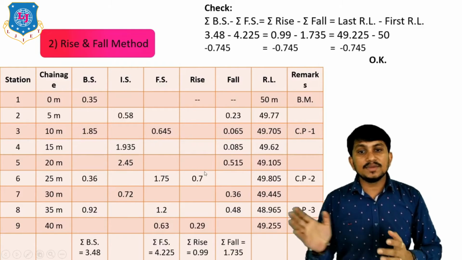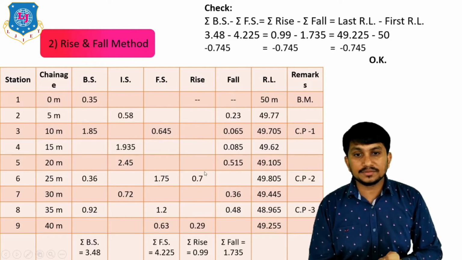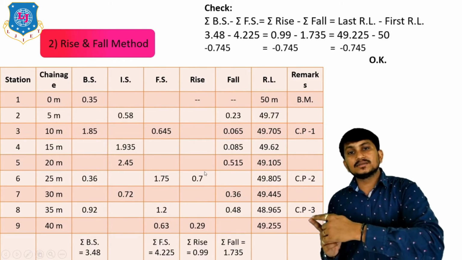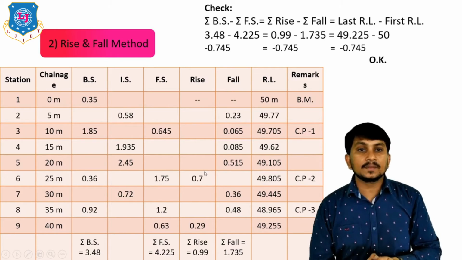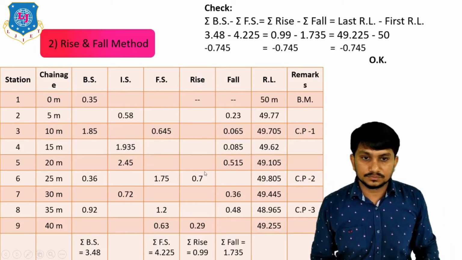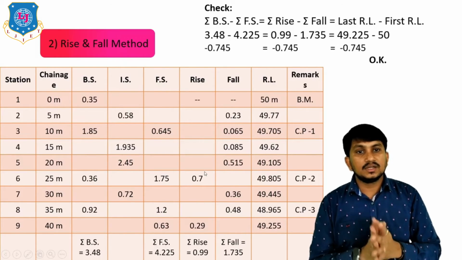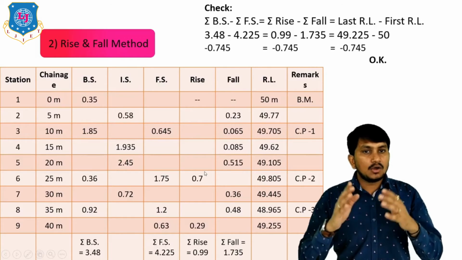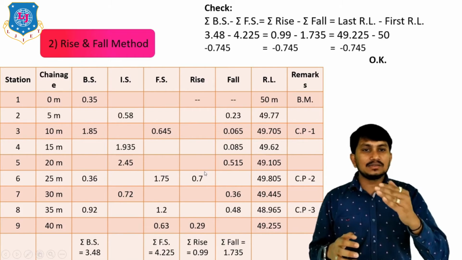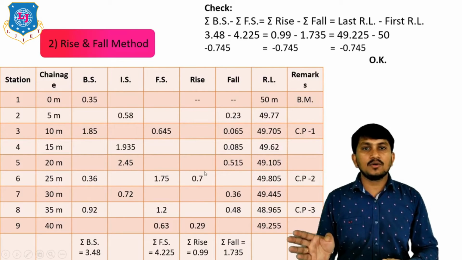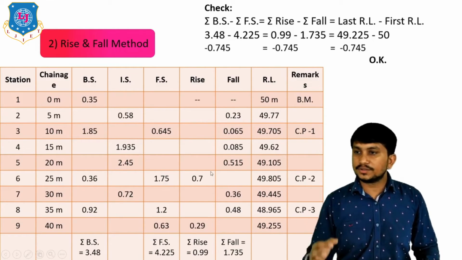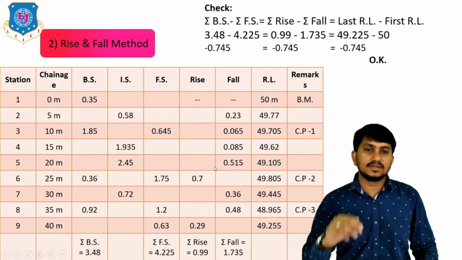So sigma BS, we have the value 3.48. Sigma FS, we have the value 4.225. Sigma rise, which is the sum of rise values, is 0.99. And sigma fall, which is the sum of fall values, is 1.735. We can easily check the values of RL like this. Here all the values are similar, minus 0.745. So the check is okay. The RL of all points which we have just calculated are correct. This is how we can check and calculate the RL of all points using the rise and fall method.